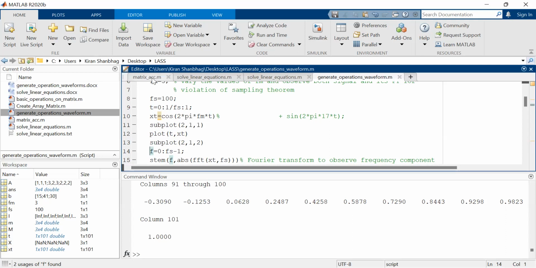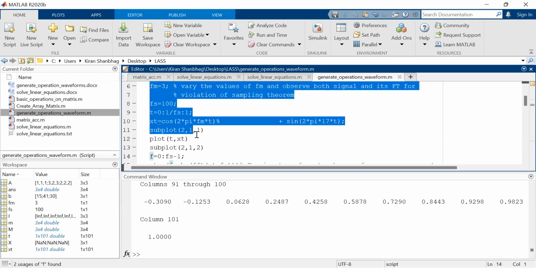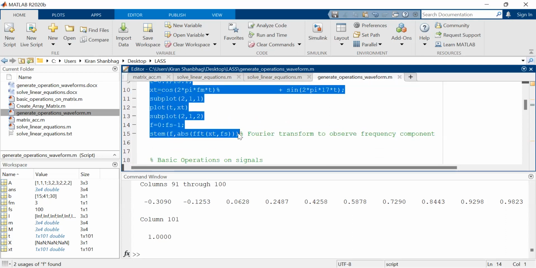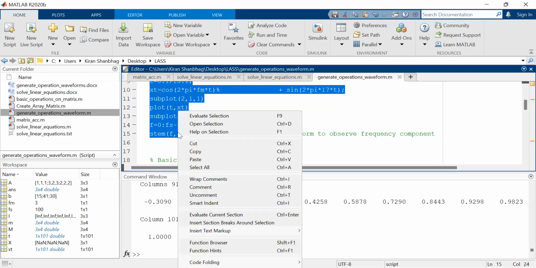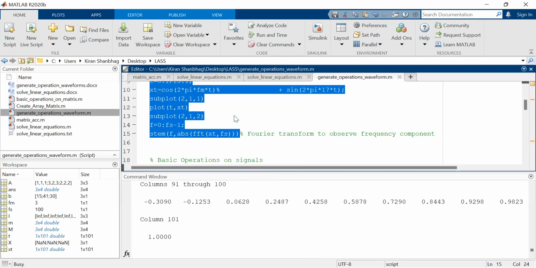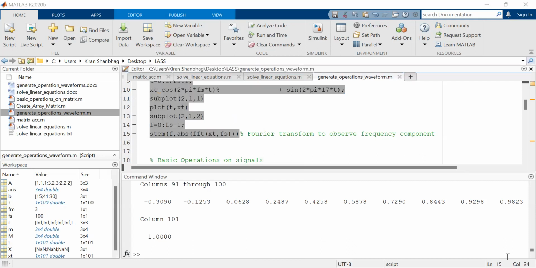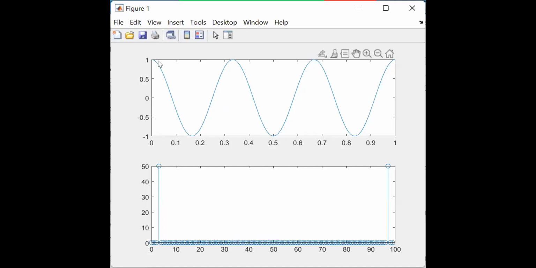Let me just show you this. Let me run this and let us see what has happened by going to the window. There you can see 3 cycles. That is convincing that the signal has a frequency of 3. And here in the frequency domain, there is an impulse that has popped up, right? Exactly at 3. Do you see this particular impulse?